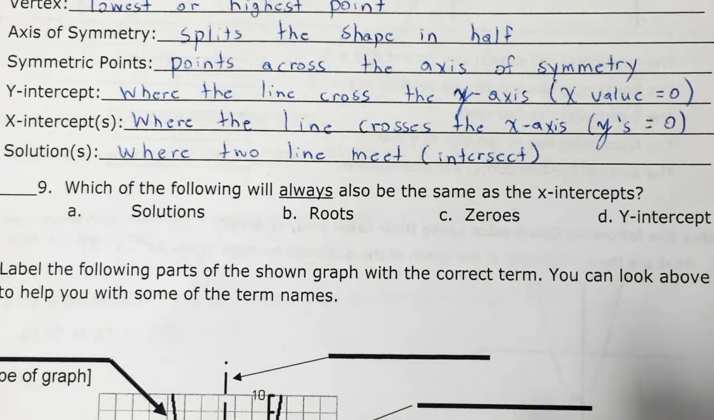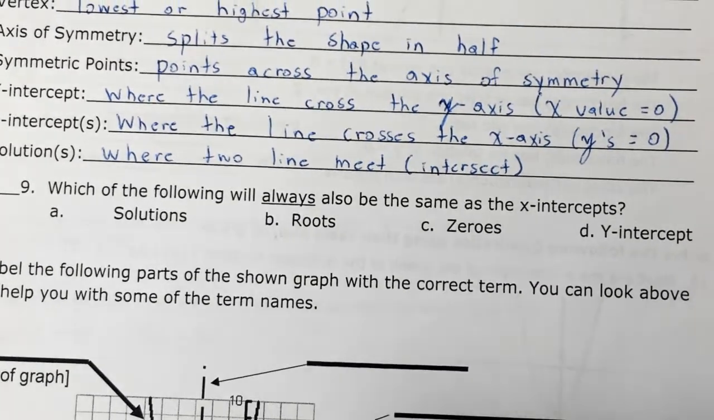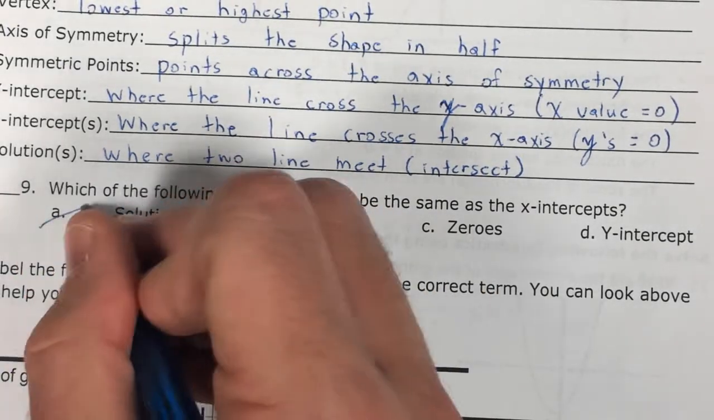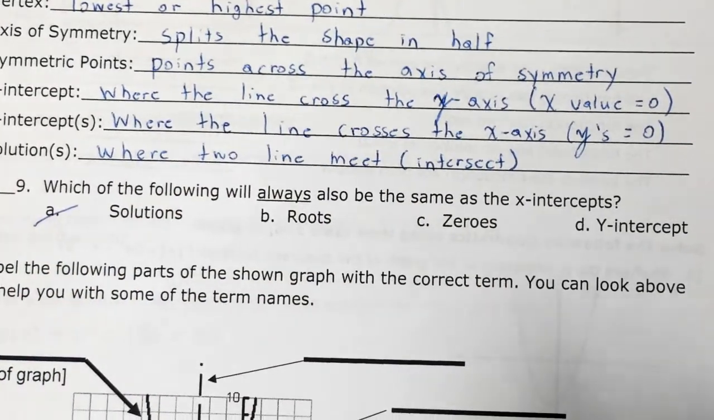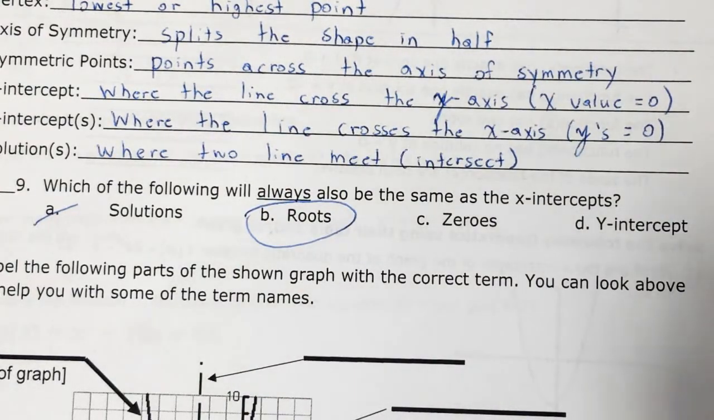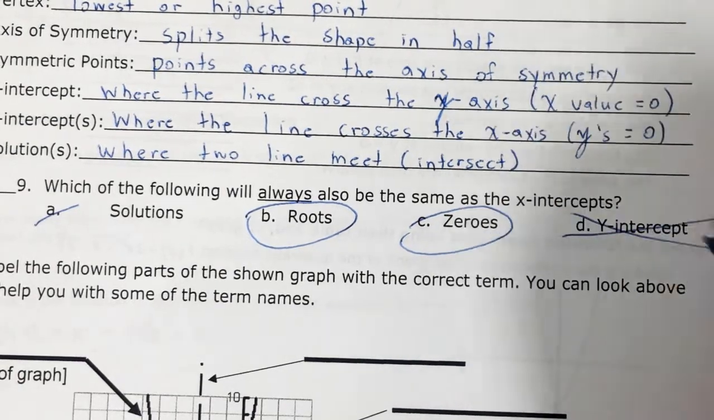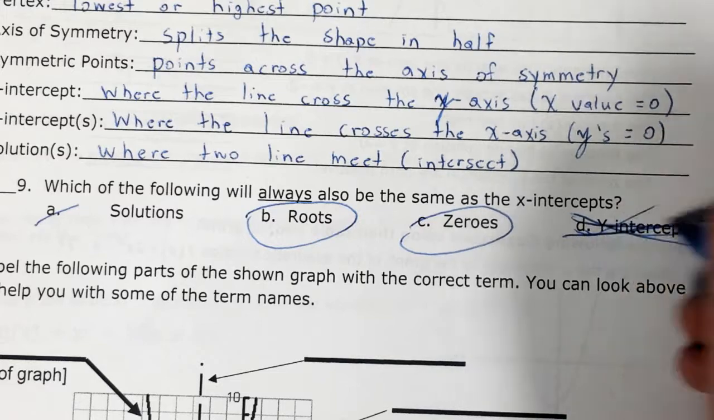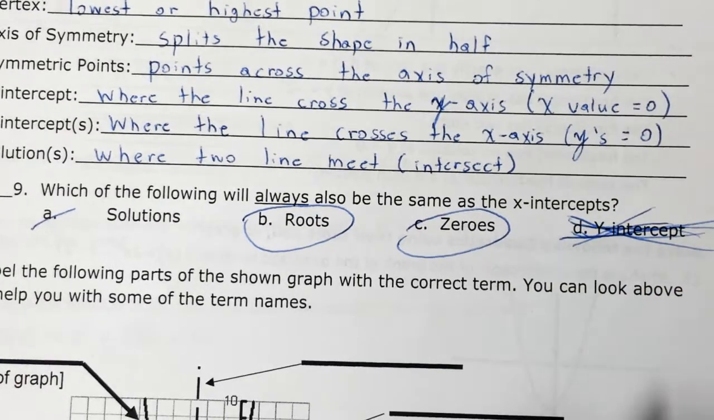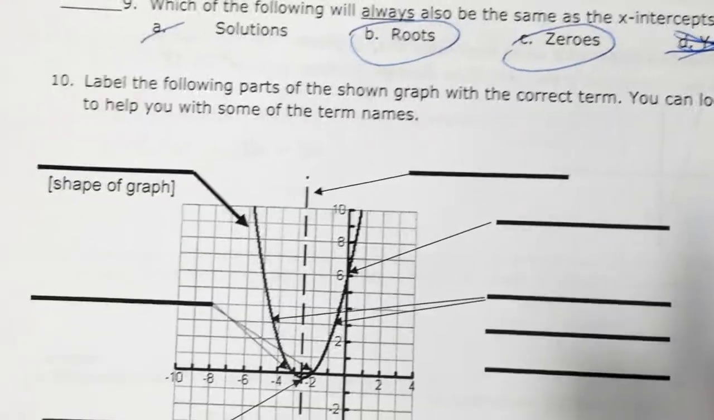Number 9, which of the following will always be the same as the x-intercepts? Well, solutions are my answers, but they're not always the same as my x-intercepts. Roots is another word for x-intercepts, so that one. Zeros is also another word for x-intercepts. Y-intercept is never my answer. Please, when you get to the test tomorrow, do not choose your y-intercept. That's just silly.